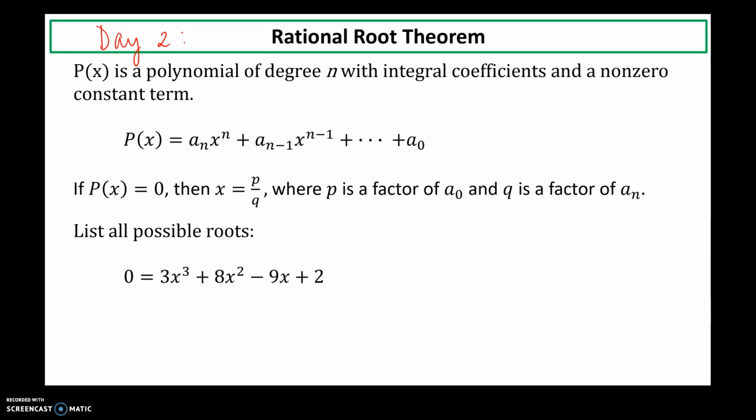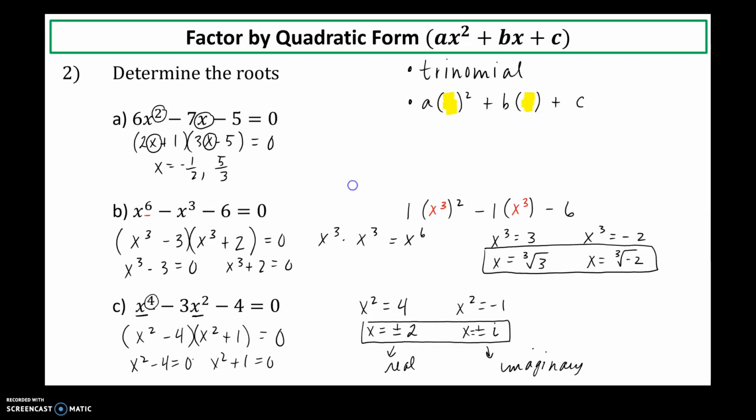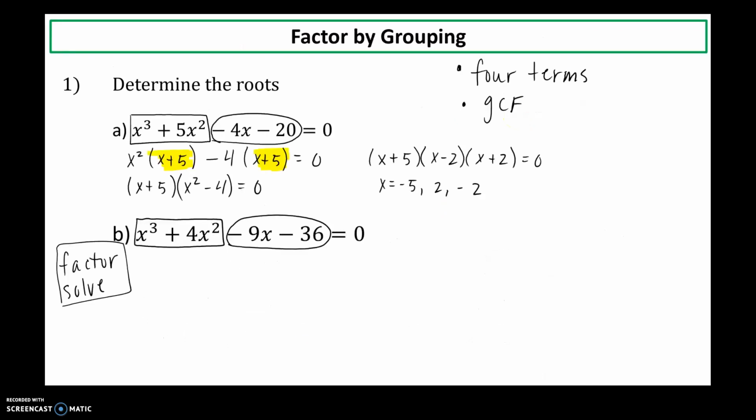Okay, so day 2, the rational root theorem. Just to recall, yesterday we looked at 2 different types of factoring techniques: factoring in a quadratic form, where that's a trinomial where the degree is 2 times the exponent of the middle term, and factoring by grouping as well. So you need to be very, very good at factoring and making it automatic.